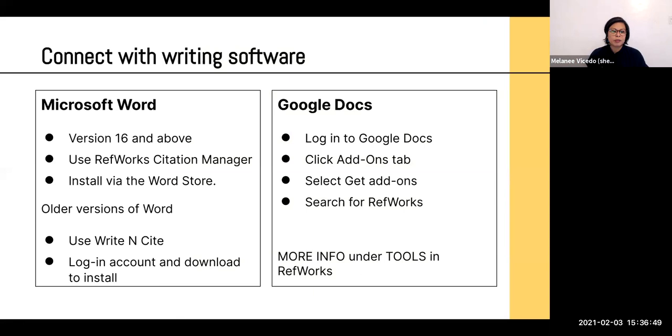So with Microsoft Word, if you are using version 16 and above, there's something called RefWorks Citation Manager that you can find in the Microsoft Word store. And if you have an older version, there is a way to use RefWorks with that as well, but you have to download a software called Write and Cite. And all of this you can find under that tools link when you log into your RefWorks account.